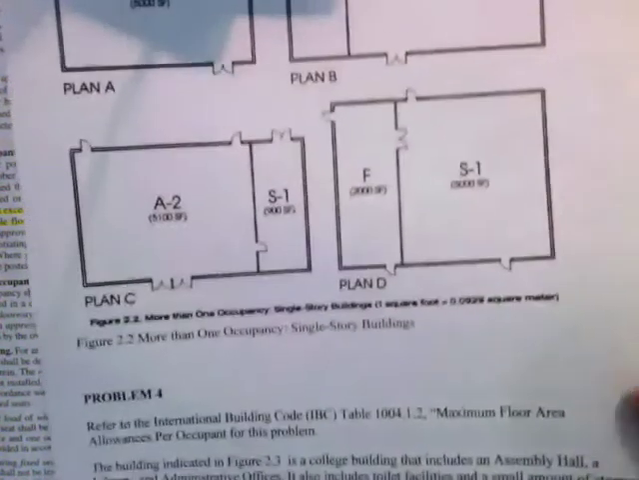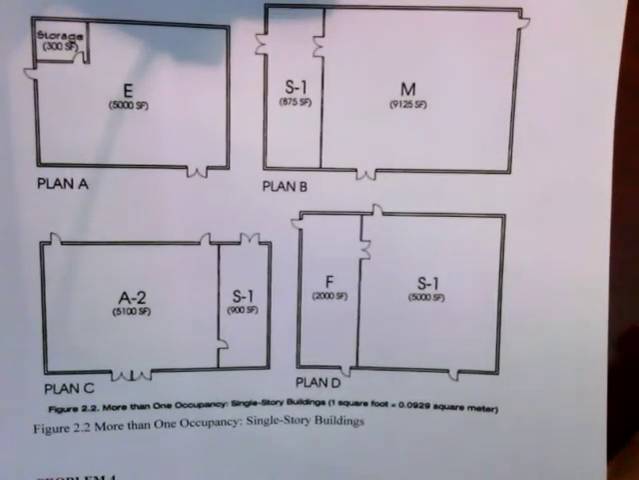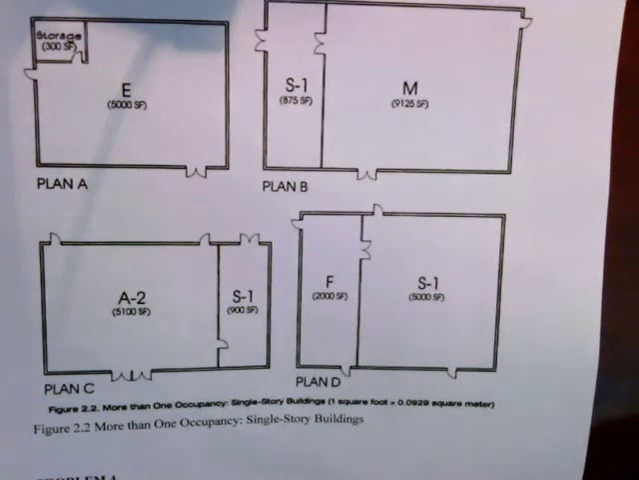So let's look back. Hopefully you've read the chapter, because that helps you answer these questions. Because the storage occupancy is less than 10% of the entire building, it would be too large to be considered an incidental room. So let's go back and look at the storage area in Plan A.